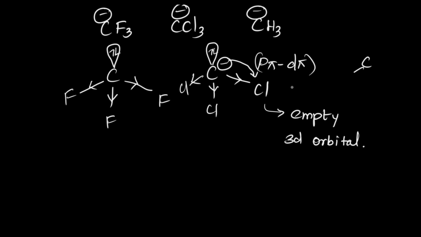Then in case of CH3, we very well know about that. There is nothing to talk much about the CH3 carbanion. So, which is more stable? What would be the stability order? If I am talking about the stability, CCl3 is more stable than the other two. And then comes CF3 and then CH3.